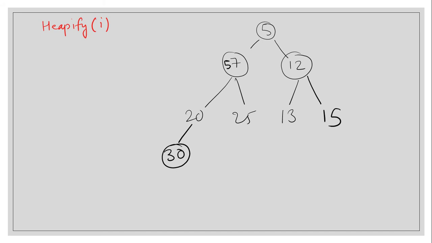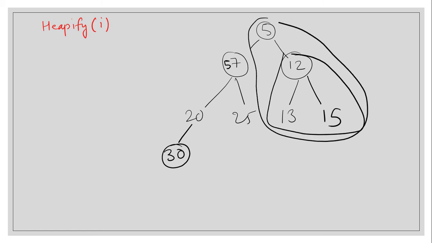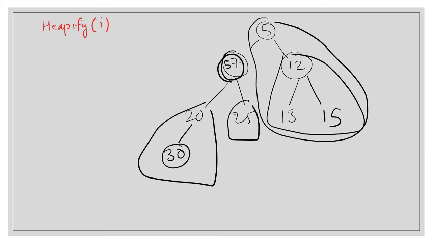So you see that this part is valid. This is a min heap. This part is a min heap. The entire left subtree is a min heap. This also is a min heap. But at this point, 57, the min heap property is violated. Why?